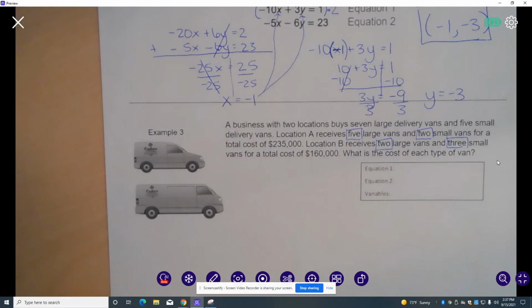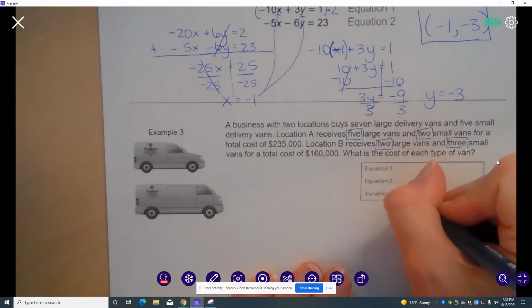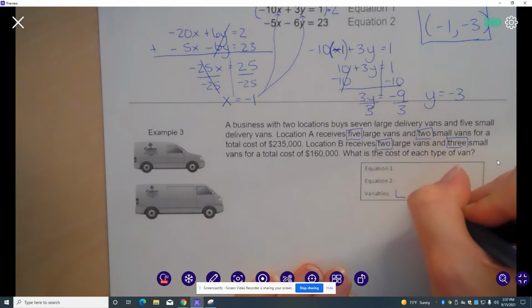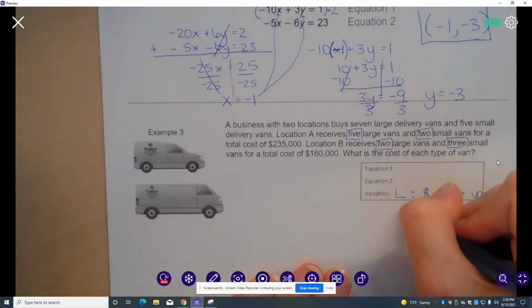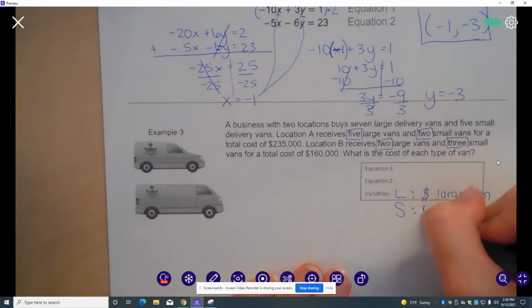In the last lesson, 1.4 day 1, we mentioned that to define the variables, we want to know what it is asking us. It's asking us to find the cost of each type of van. It wants to know the cost of a small van and the cost of a large van. So those will be our variables. I will let L be the cost of a large van, and I'll let S be the cost of a small van.